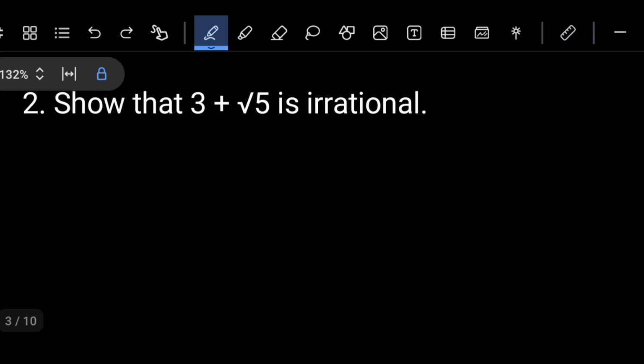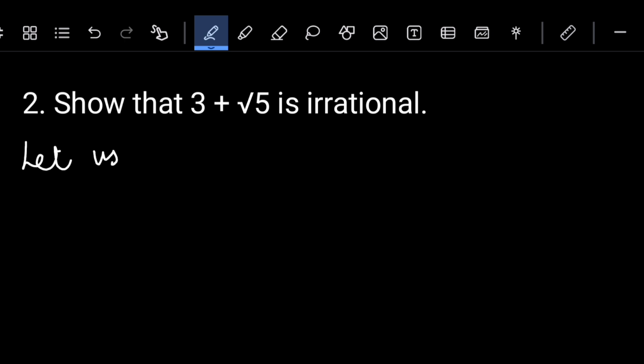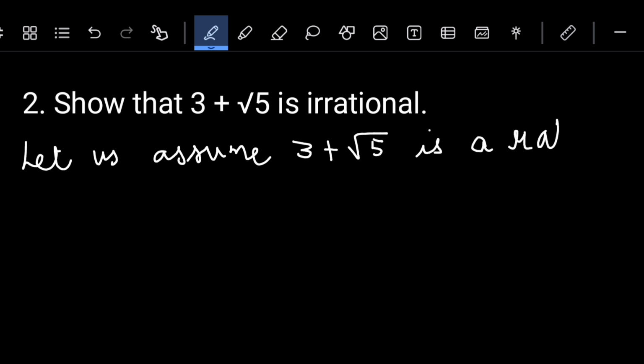So let's go to the next question. Show that 3 plus root 5 is an irrational number. Let's write the answer for this question. We'll write the same thing as we wrote in the previous question. Let us assume 3 plus root 5 is a rational number.